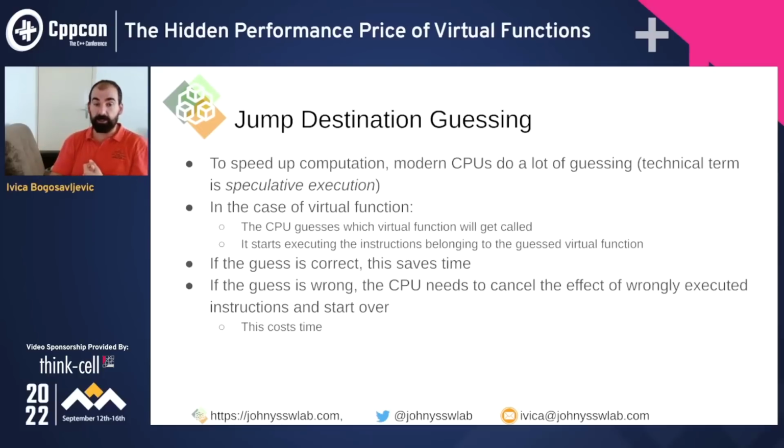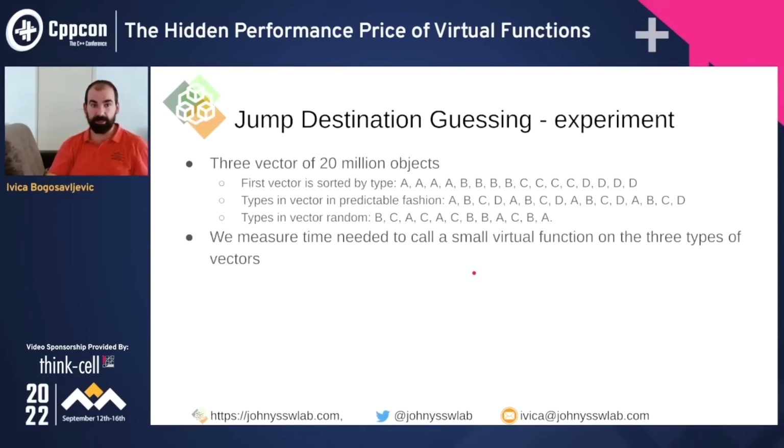Now, if the guess is correct, this saves time. But if the guess is wrong, the CPU needs to cancel all the effort it has already done and start over. And this costs time. Now, how efficient the CPU is at guessing depends on a few things. So let's elaborate. We have an experiment here.